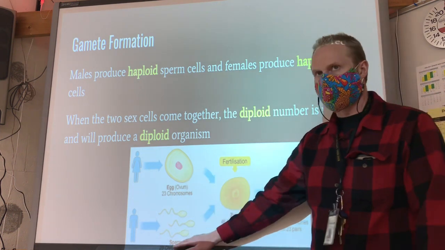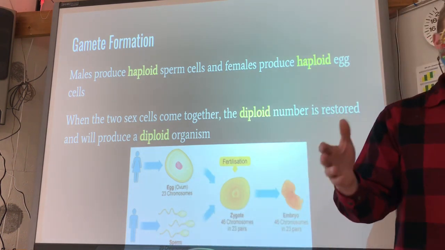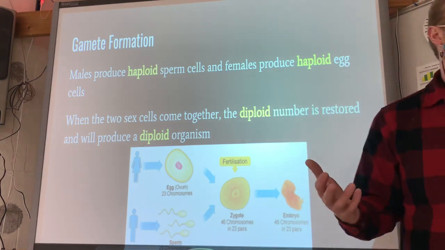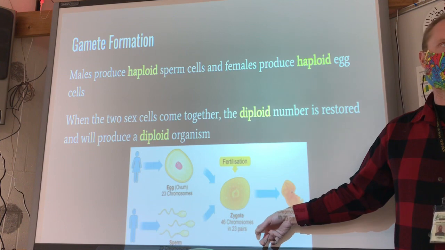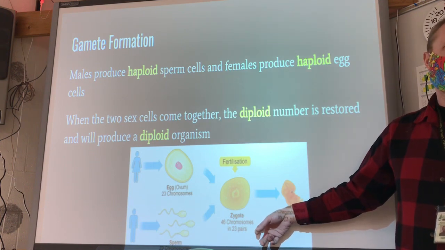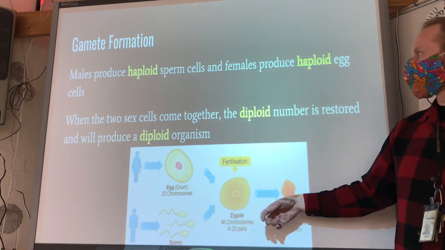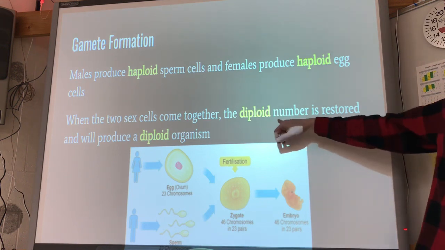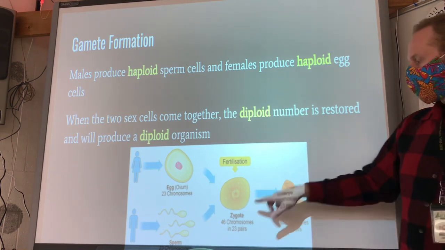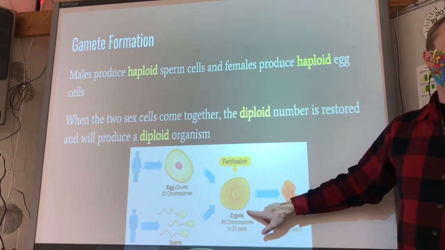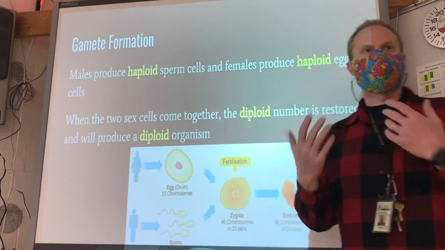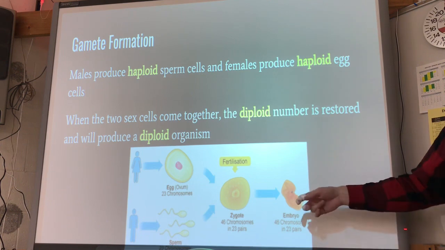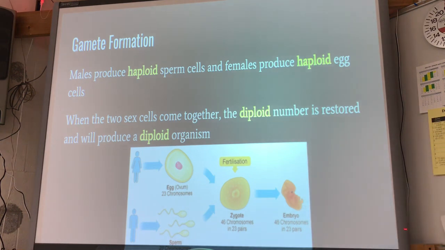23 chromosomes, 23 chromosomes. Through sexual reproduction, we restore the diploid number. We take 23 plus 23, we get 46 chromosomes in a fertilized egg. 46 chromosomes. The diploid number is restored. The fancy term for a fertilized egg is a zygote. That zygote now has 46 chromosomes. It's a diploid cell. It goes through mitosis and mitosis and mitosis, develops into an embryo, eventually you today.